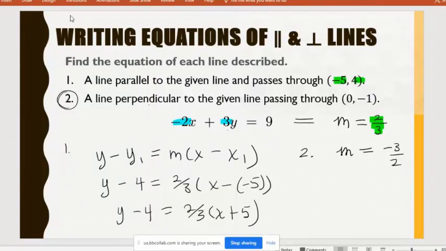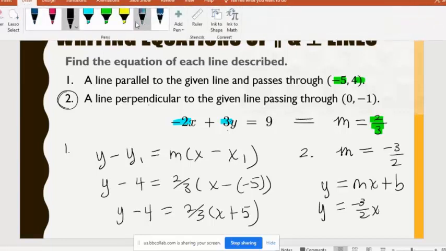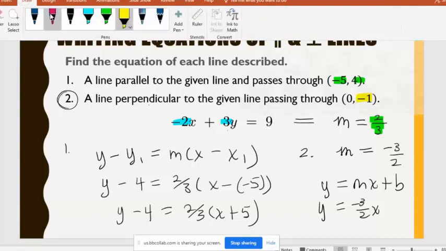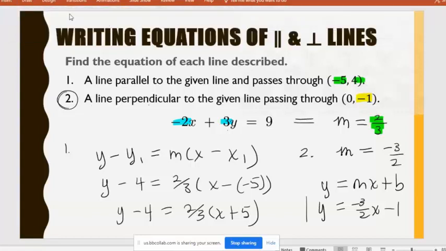Okay, so we're going to write it as y equals mx plus b. Our m is negative 3/2. Our b is given as negative 1. And we're done.